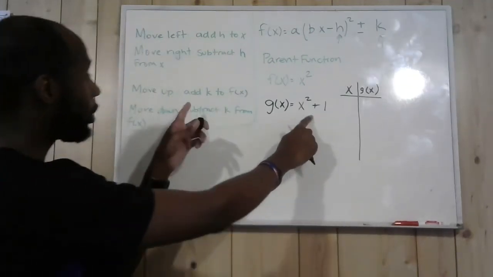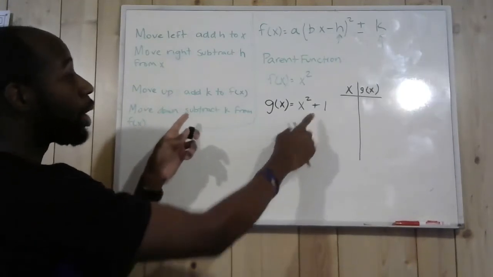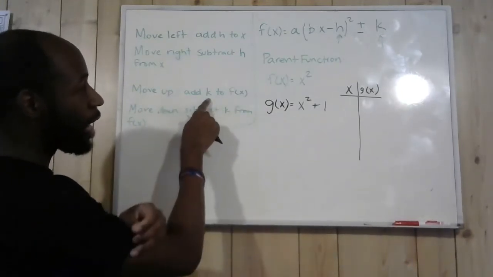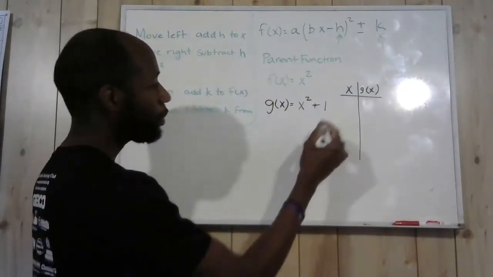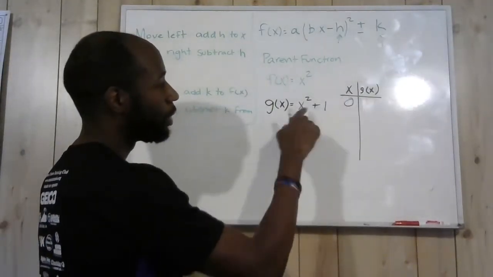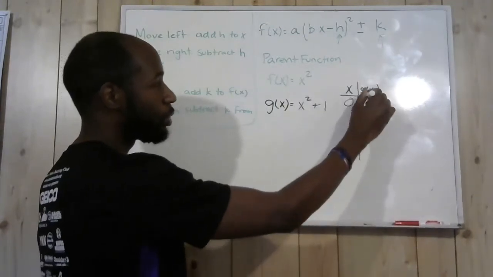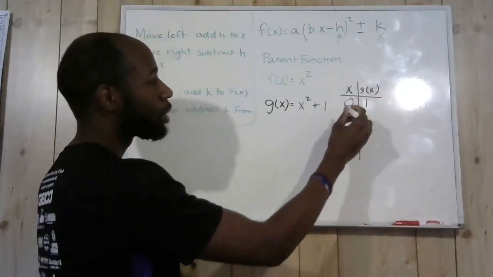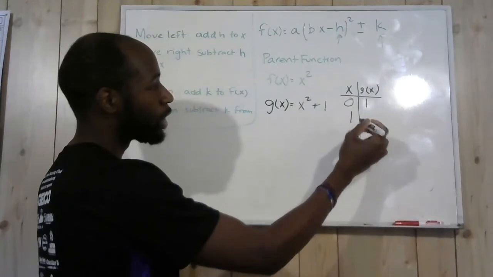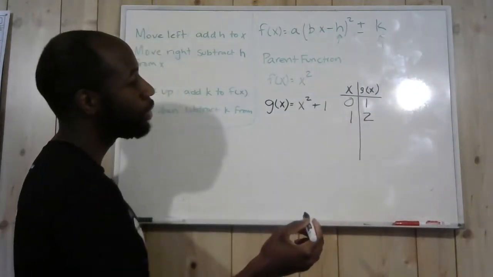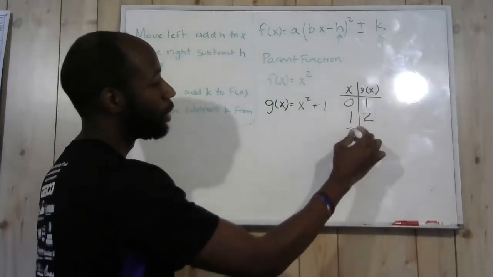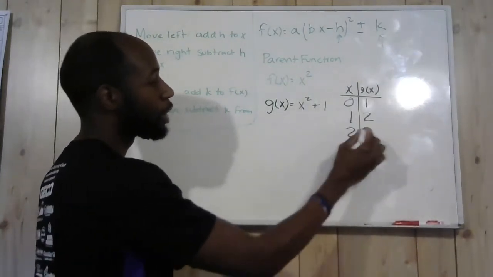According to our notes, if you want to move the whole function up, you have to add some value to f of x. So this should move the whole function up. All right, so when x is 0, 0 squared is 0 plus 1 is 1. X is 1, 1 squared is 1 plus 1 is 2. When x is 2, 2 squared is 4 plus 1 is 5.